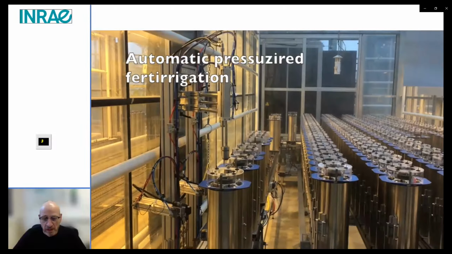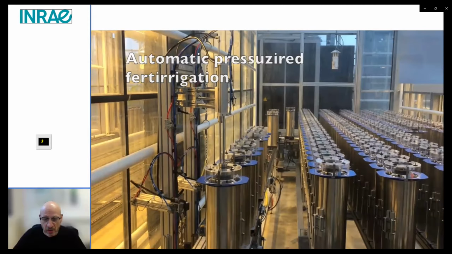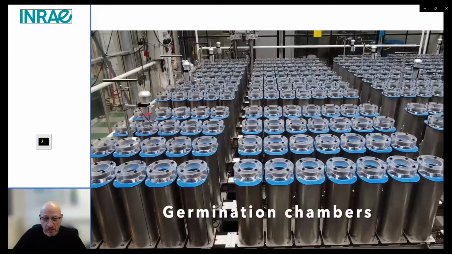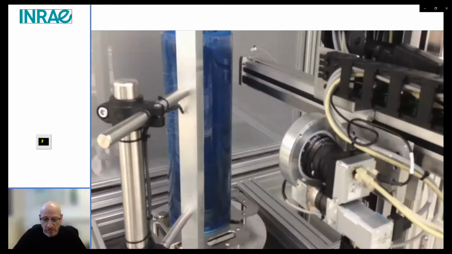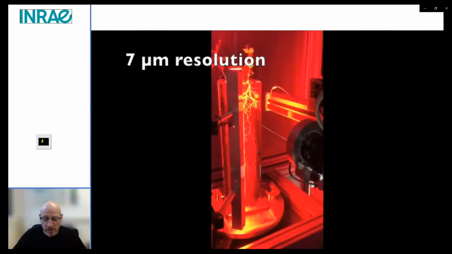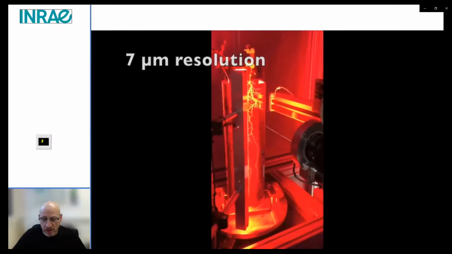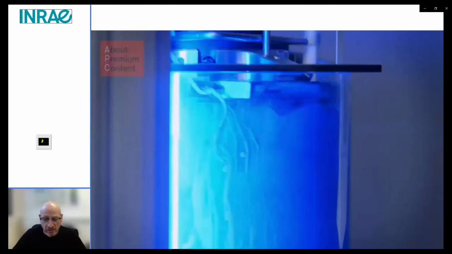And our germination chambers are used at the start of the plant growth. We have also a high-resolution cabin which allows to get root images with a 7-micron resolution. For example, here you can see nice and precise images of the roots of a pea plant.